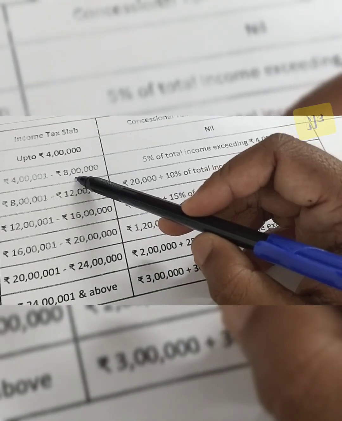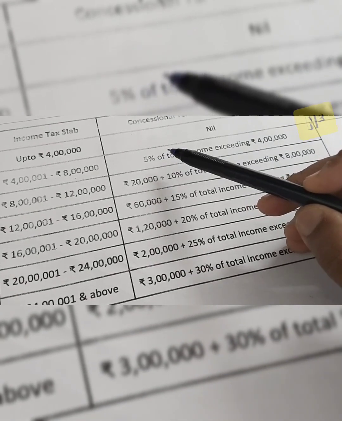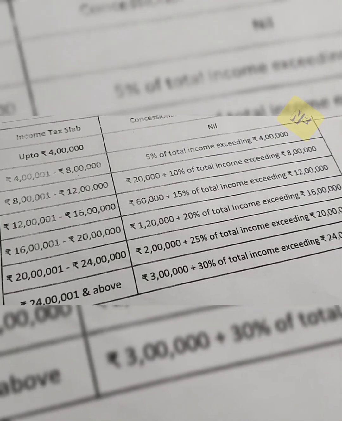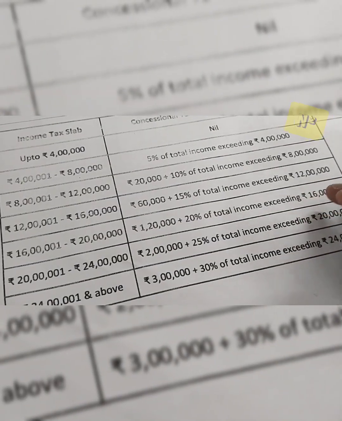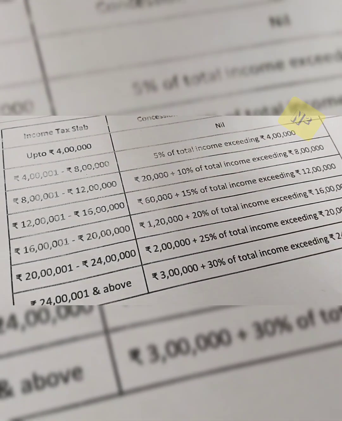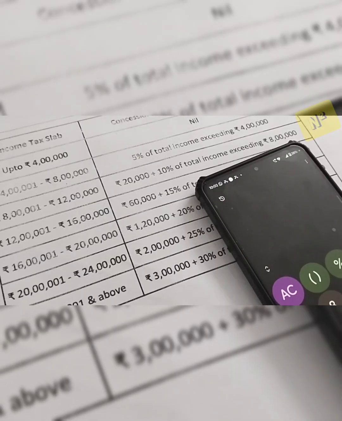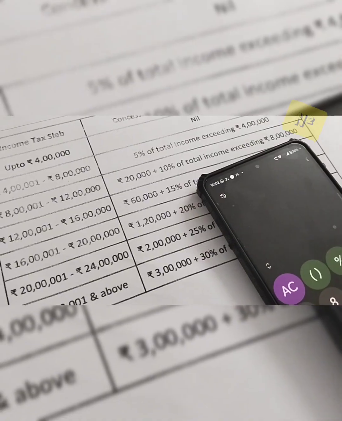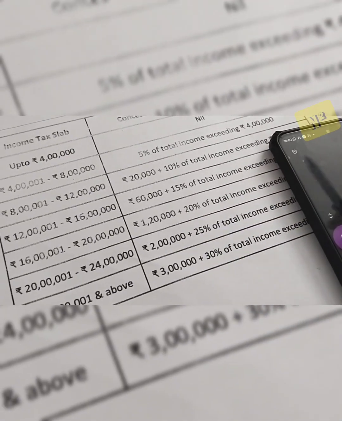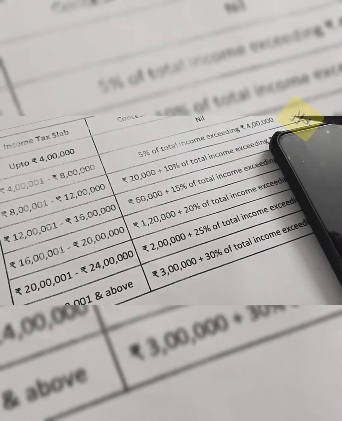While on the other hand, if the gross salary of the whole year amounts to between 4 lakhs and 8 lakhs, you are charged 5% of the total income exceeding 4 lakhs. Now suppose you have a salary of approximately 8 lakhs. So what is this slab showing you? That is 5% of the total income exceeding 4 lakhs.